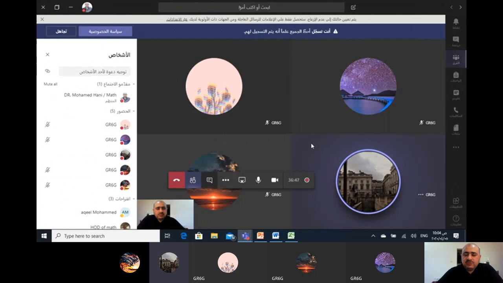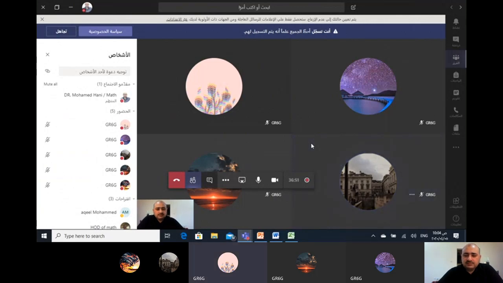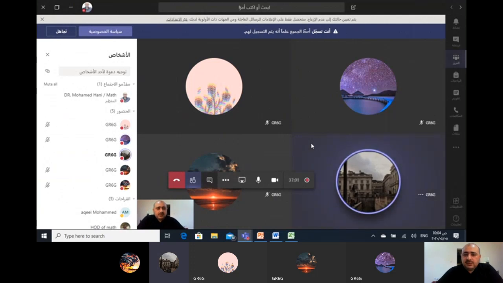Right. What is the name of our lesson today? What did we learn today? Area of parallelogram. Great. We learned how to find the area. So as you know, the formula, the rule to solve the area of a parallelogram: area equals base times height.